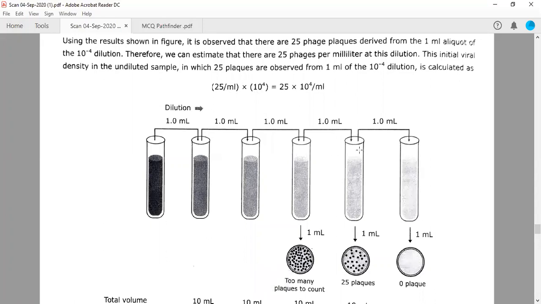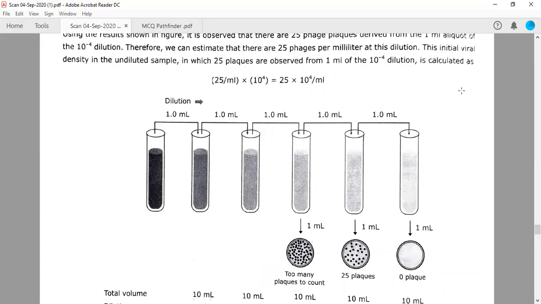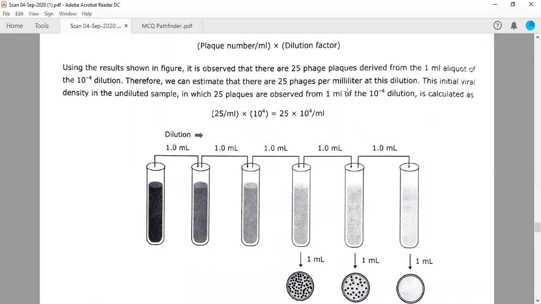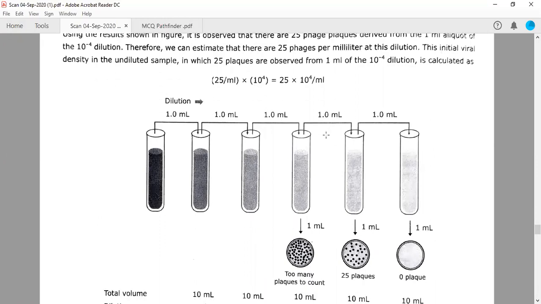I will tell you two more questions. Okay, so they are given at the end of this text. We will solve them and I will tell you further, right? So it is showing 25 times 10 to the 4 viruses, or plaque forming units, in this undiluted culture.